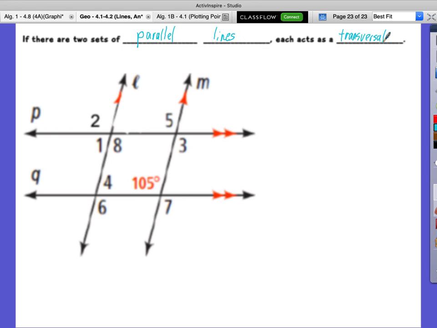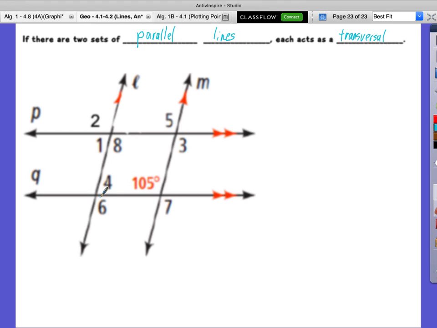Okay, so if there are two sets of parallel lines, which there are, L and M are parallel to each other. And then P and Q are parallel to each other. Is P parallel to L? No, they intersect. And this has 2 marks, 2 arrows, and these others have 1 arrow, okay, to tell us that if there's 2 sets of parallel lines, each acts as a transversal, okay? So if I could cover up this bottom line, do we see 2 parallel lines running this way, cut by a transversal? Yes, okay? If I cover up the top line, do you see 2 parallel lines running vertically, cut by the transversal Q? Yeah, we do.